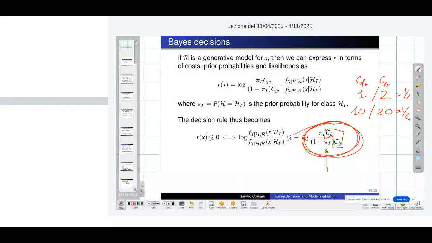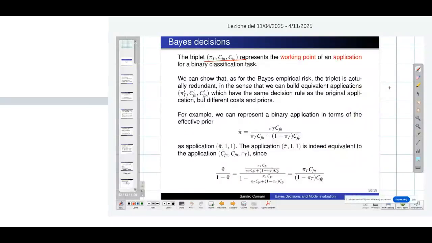So the costs do not need to be specified in a way that is necessarily an absolute cost. What matters is that we are able to specify the relative cost of the two errors. That's why we never actually use units of measure for the cost. It doesn't matter. What matters is just the relative cost of one error with respect to the other. We can do even a slightly wider step.